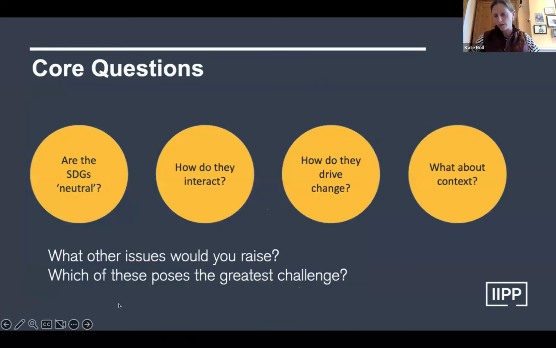So finally, I just wanted to raise some little fire starters for you all to be thinking about. So the politics of the SDGs, the interaction within the 17 SDGs, how we expect and want them to drive change as a non-binding agreement. And then this question of context and localization, always the push-pull between universalism and the need for things to be local and specific. So, if we have more time in the discussion, I'd be really interested to hear other tensions or questions that the SDGs raise. And what do you think are the greatest challenges, both for practitioners and for the SDG project overall?